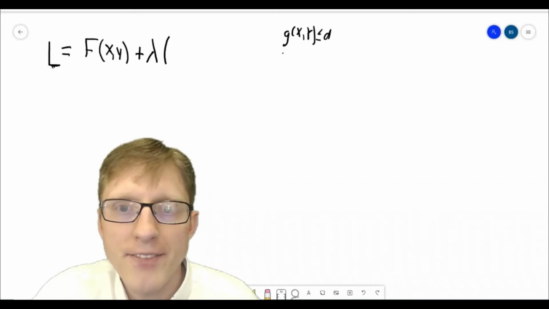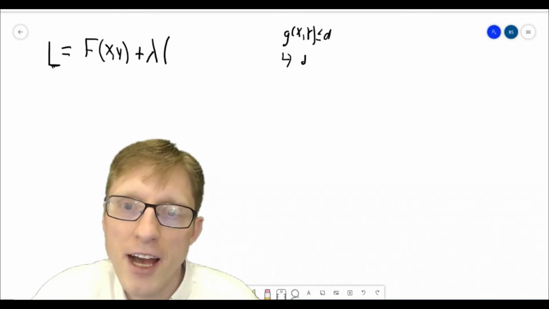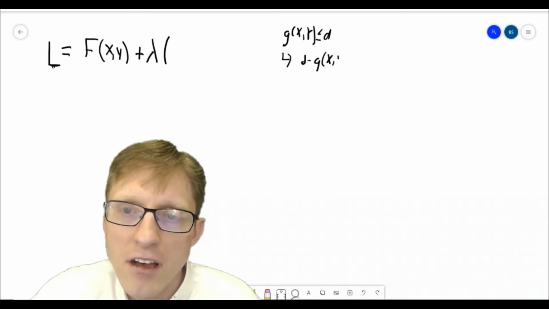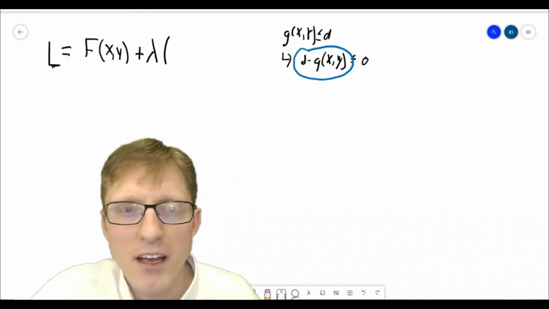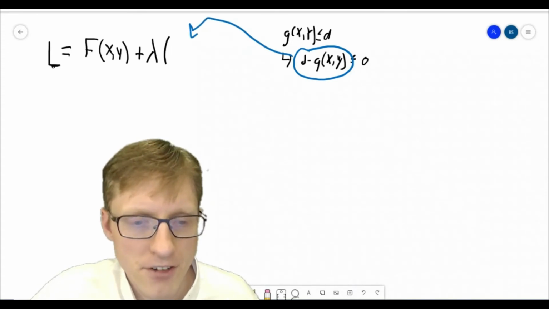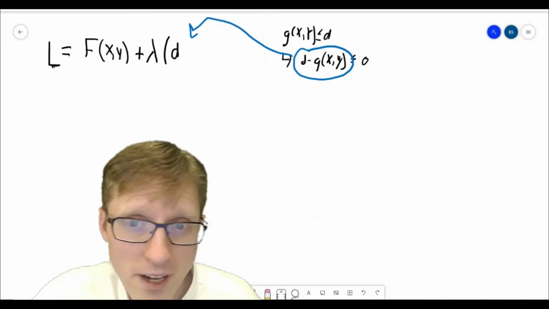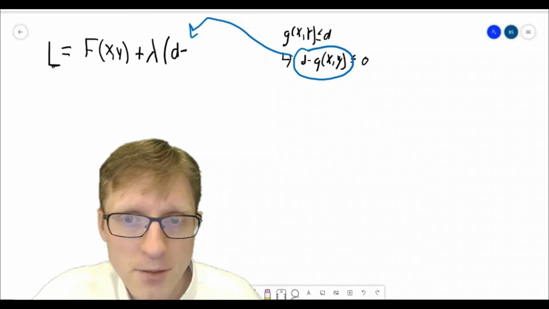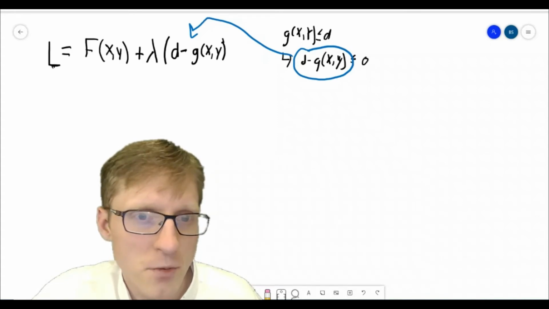So let's do that. Basically what you do is subtract the g function from both sides, getting that d minus g of x and y is less than or equal to 0. And you take this part here, and this is what you plug into the Lagrangian function. So we're going to have the Lagrange multiplier lambda times (d minus g of x and y). It's basically the constraint rearranged to something that's equal to 0.